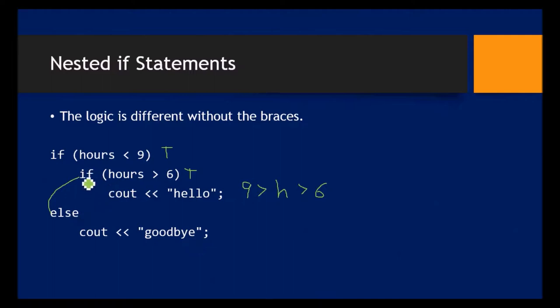So this if, the second if actually, is the one that has the matching else, which means how do we get down here? How do we get to see out goodbye? We get down here when the second if is false, or the opposite condition is true. And that means the opposite of this statement, hours greater than 6. And so that would be hours less than or equal to 6. That's the opposite logical condition. And is that different than the previous example?